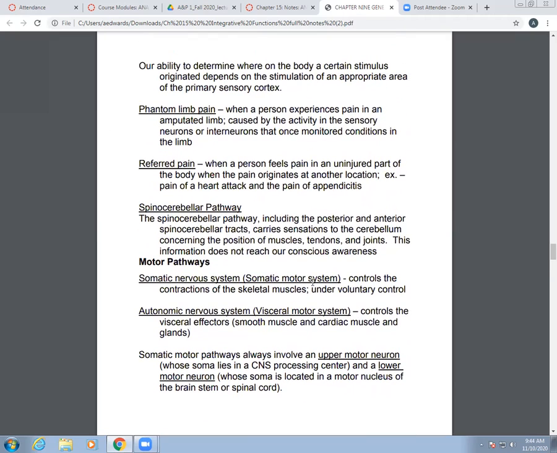The last pathway is the spinocerebellar pathway, including the posterior and anterior spinocerebellar tracts. Again, spino for spinal cord, cerebellar for the cerebellum. It's carrying sensations to your cerebellum concerning the positions of things like your joints, tendons, and muscles. This information doesn't reach your conscious awareness. So this is something your body's dealing with unconsciously. You're not thinking to do it.